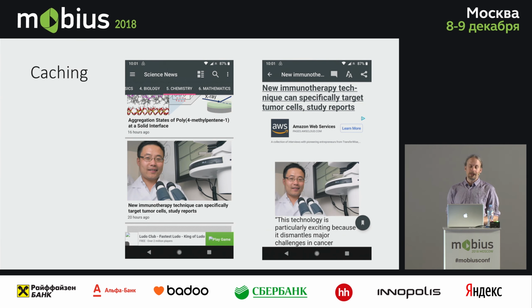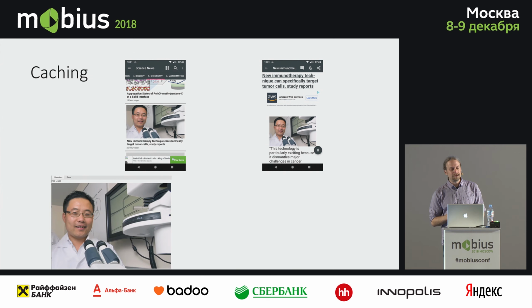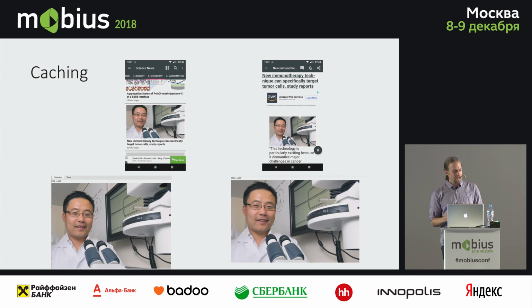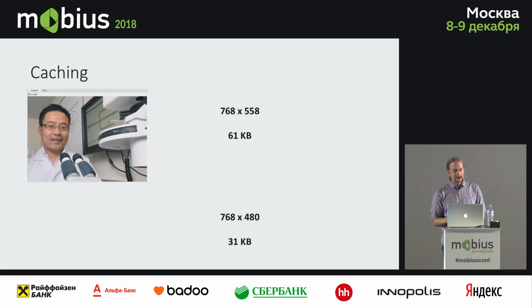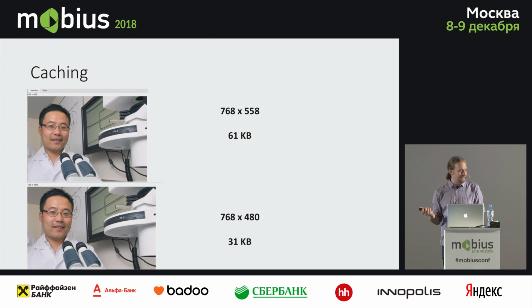And when you click the article, you get the same image of the guy looking into his microscope, except it isn't the same image. It downloads 2 different images on 2 different pages that are nearly identical. The first one is 60 kilobytes, the second one is 30 kilobytes, but if you look at the dimensions, they're essentially the same image. Why did we download that same image twice?